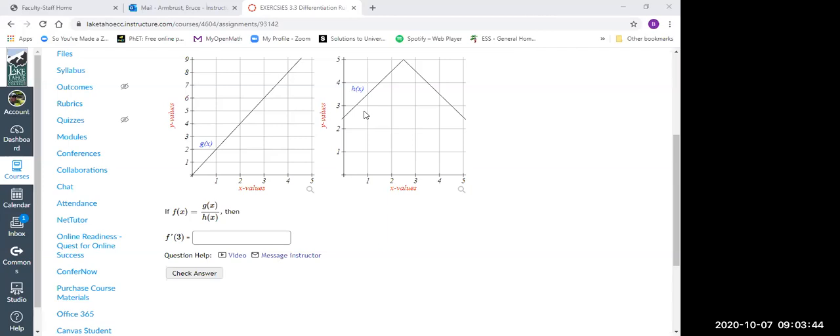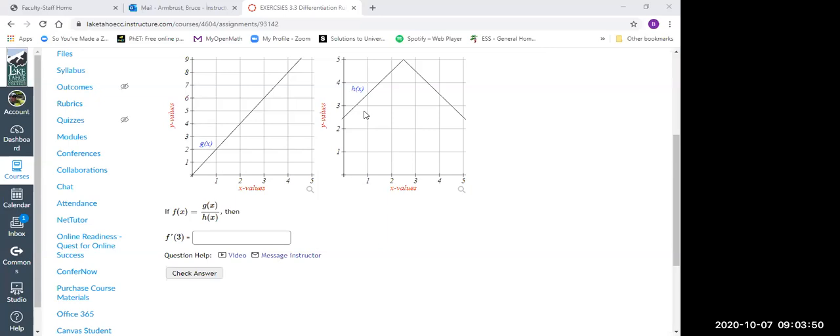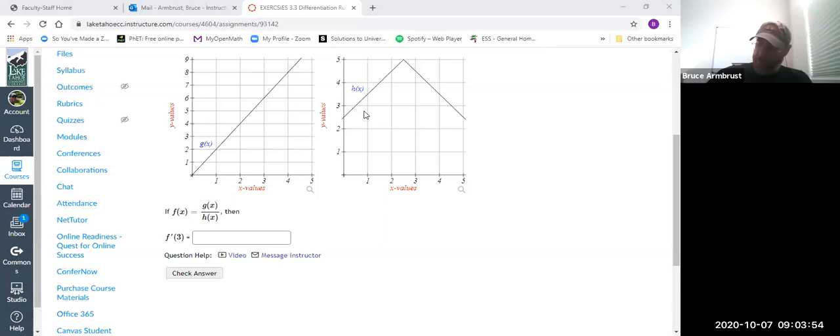Is it 2? It is 2. You can see we go up 2 over 1, right, from any point. Up 2 over 1, up 2 over 1, up 2 over 1. So we've got G prime of 3 is 2. That's the slope there. So you're going to like lines when it comes to finding derivatives because the derivative is the slope of that line.